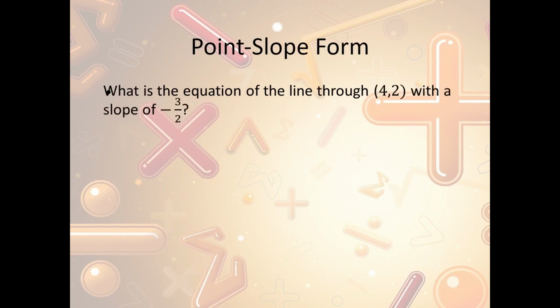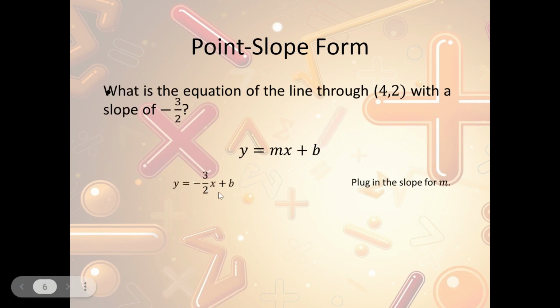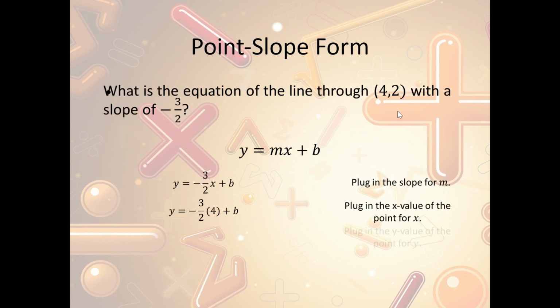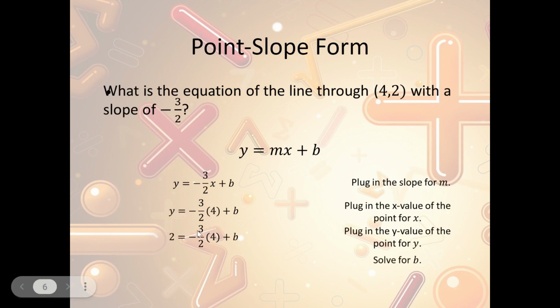Let's look at one more example. We're given a point 4, 2 and the slope of negative 3 over 2. So we're going to use the form y equals mx plus b, and we're going to plug in the slope for m, which is negative 3/2. So that goes there. And we're going to plug 4 in for x there. So we got y equals negative 3/2 times 4 plus b. Then we're going to plug 2 in for y, which is here. So it becomes 2 equals negative 3/2 times 4 plus b.